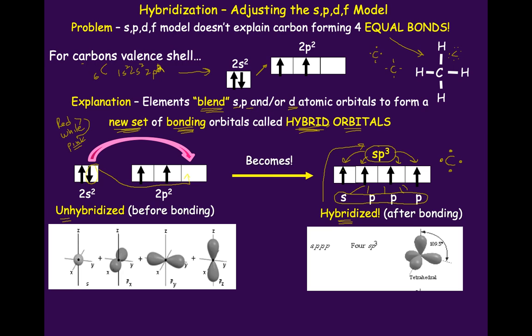Now, if you take s1 and p3, that's going to equal 4. That's going to be the number of orbitals that you have to fill. So you can see why carbon has an empty spot here, an empty spot here, an empty spot there, an empty spot there to fill.